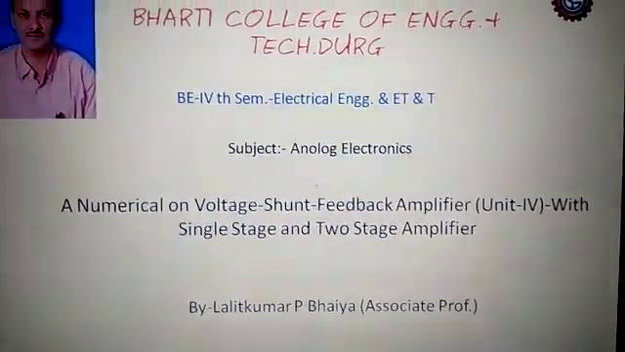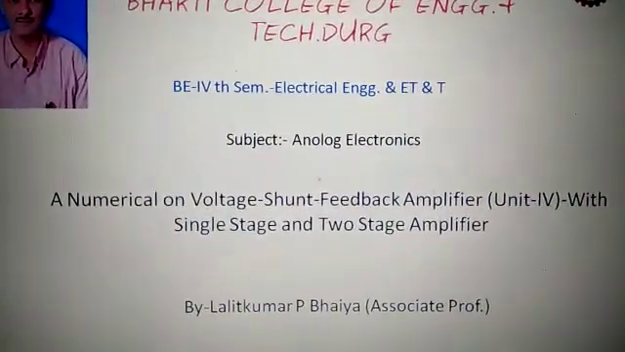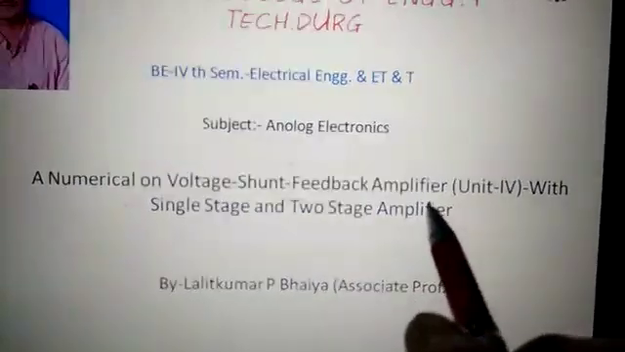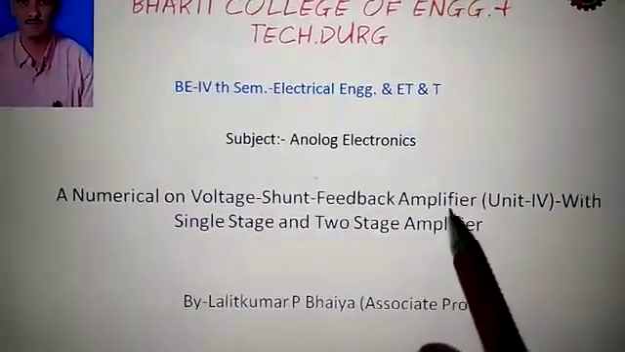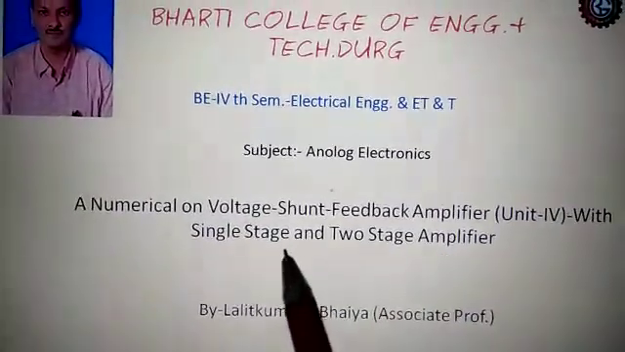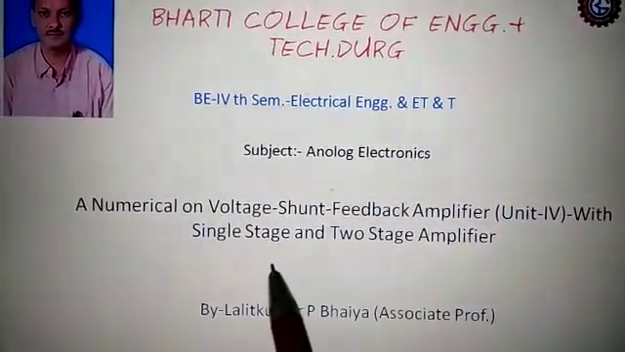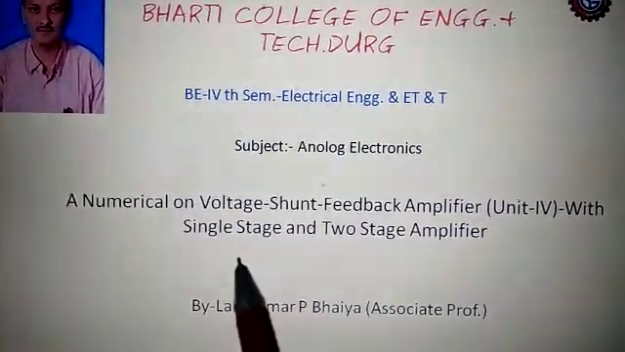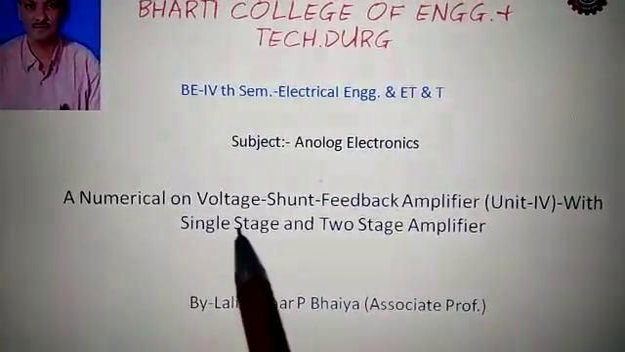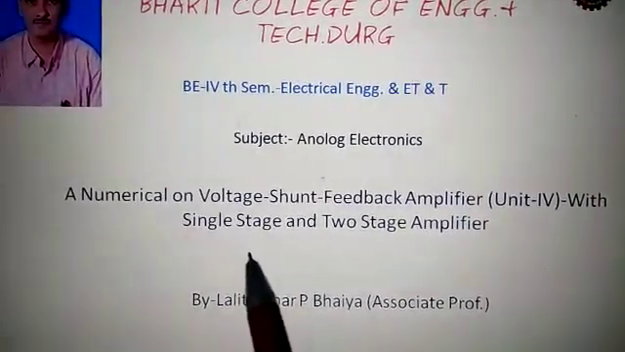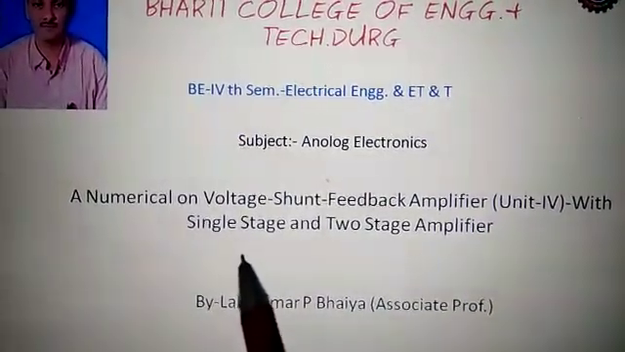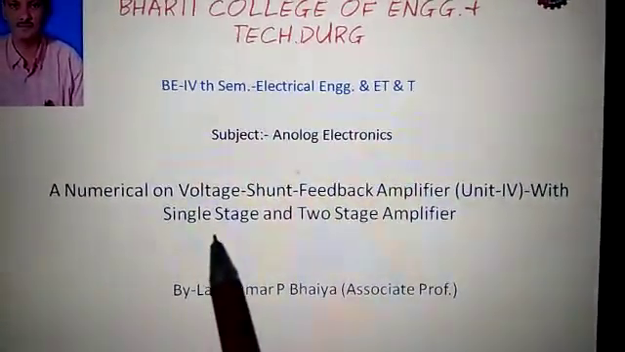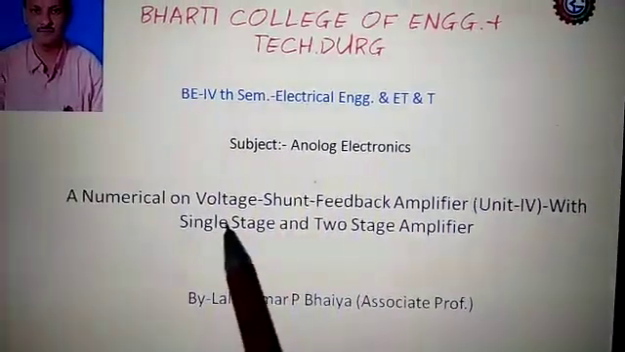Dear students, in the last video we saw a numerical on a voltage shunt feedback amplifier, unit 4, with a single stage. We considered a single-stage common emitter amplifier along with feedback, identified the topology, and solved for parameters like voltage gain, current gain, input impedance, and output impedance with and without feedback, for the single stage only.